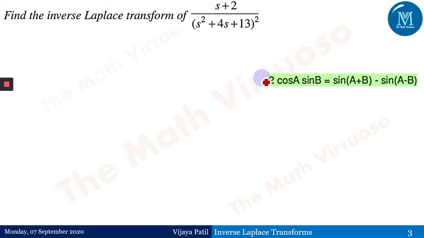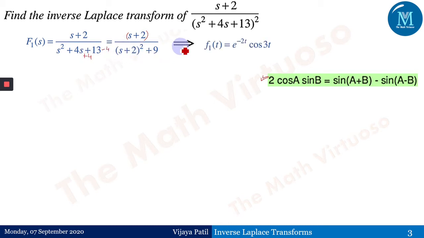Okay, so now this is the formula we'll be using. It's (s plus 2) upon (s square plus 4s plus 13) the whole square. So f1 is (s plus 2) upon (s square plus 4s plus 13). We have seen something like this in the inverse Laplace transform, the first shifting theorem, right? We have just completed the square in the denominator by adding a 4 and subtracting a 4, and f1 will give us e to the power minus 2t cos of 3t.